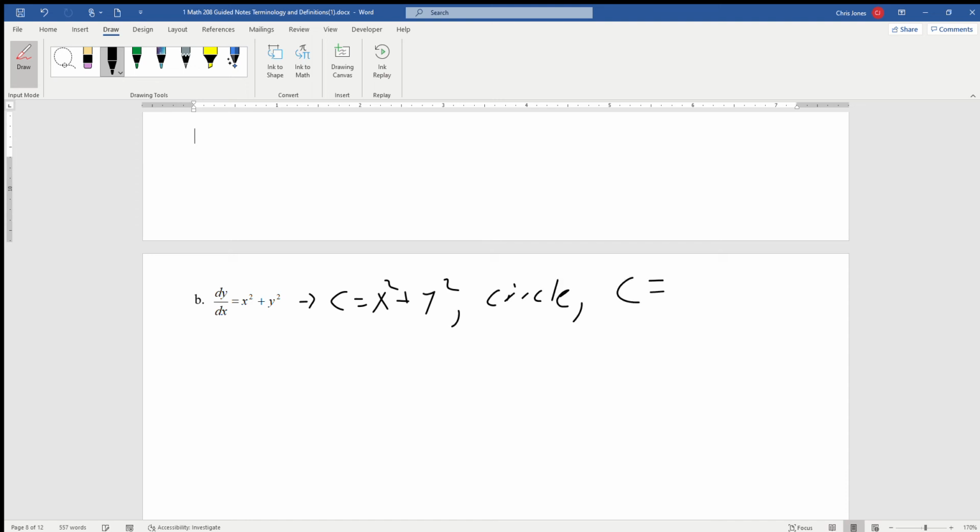The center is at the origin, (0, 0), and although it doesn't really matter, the radius is a variable, and the radius is the square root of c. So essentially, every circle that we draw centered at the origin should have the same slope as we go through and plot that on the curve, or on the circle.